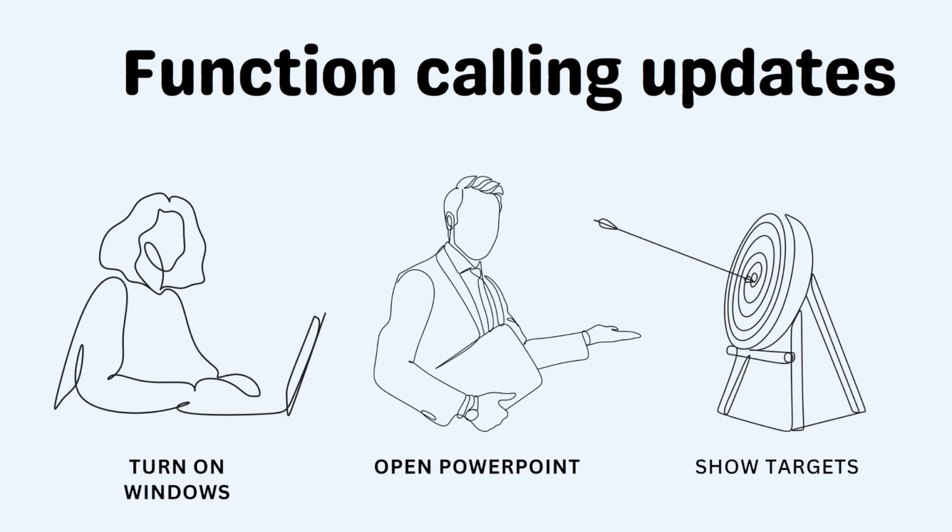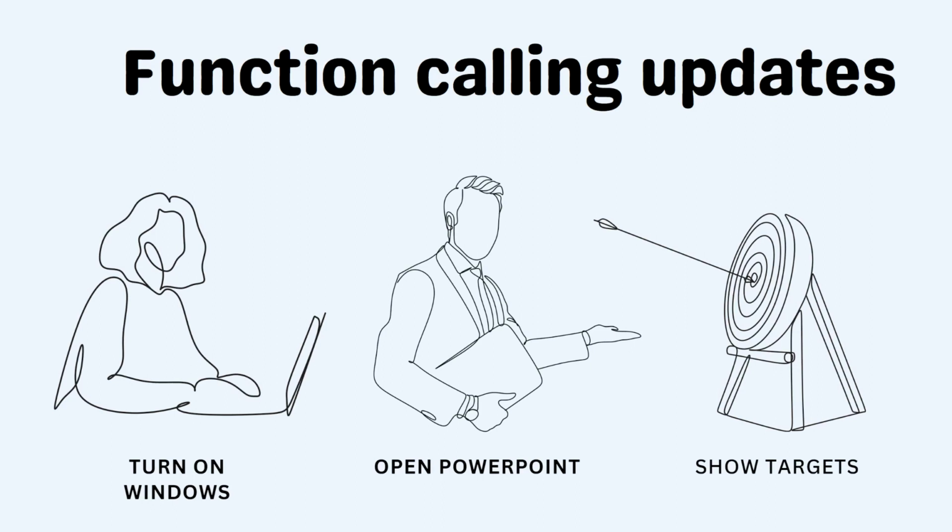Okay, function calling updates. What happened earlier was that whenever you needed your model, an LLM, to perform a certain task or function, say for example open a particular window, you would be able to provide only one function call as a message to your model. Now with this current model, you can combine multiple different tasks or operations into a single message.